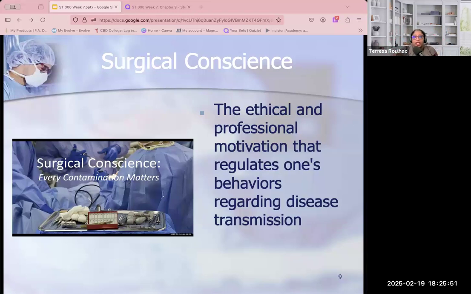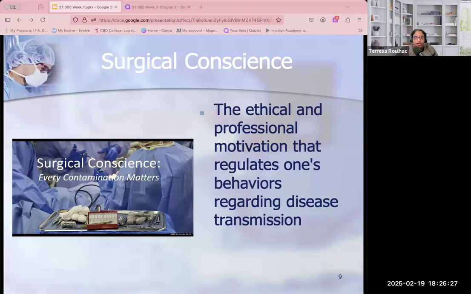You're admitting and reporting breaks in technique. Demonstrating integrity by openly admitting and reporting any lapse in sterile technique. And that shows a high level of professionalism, maturity, and a strong surgical conscience. That goes back to when in doubt, throw it out. If I'm not sure, I'm going to get rid of it because I don't want my patient to be contaminated or infected.